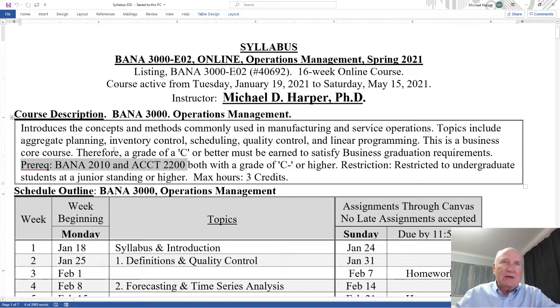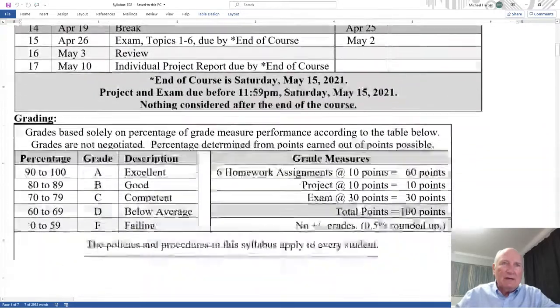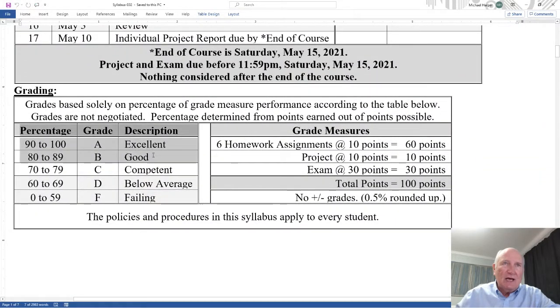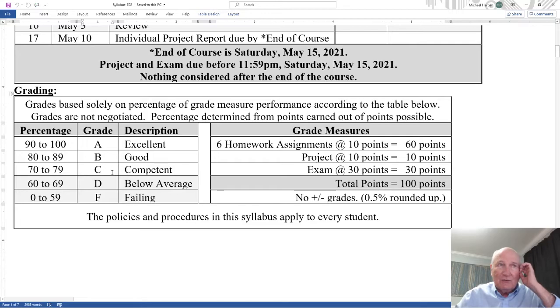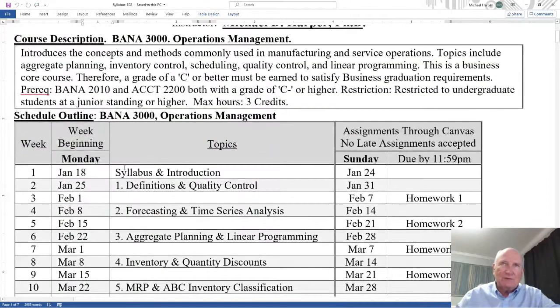The other is the grade of C or better. If you come down here in this first page, you'll notice I don't give plus minus grades. You'll either get a C, a D, or a B. So I don't really do the plus minus grades, and therefore the C minus doesn't really apply to this course.